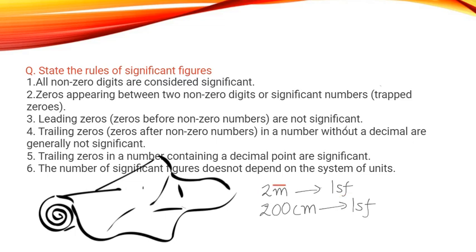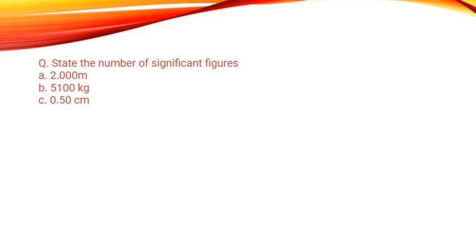So what does this tell? Your significant figures are independent of the system of units. No matter whatever system of units you use, whether you use the meter system or the centimeter system, the number of significant figures will always be the same. Fine. Okay, so on the basis of those rules, you can take these questions as your homework. You can write the number of significant figures in all of these 3 cases.